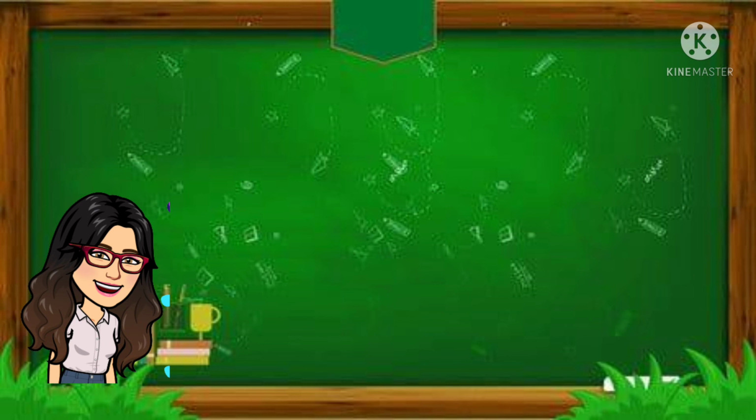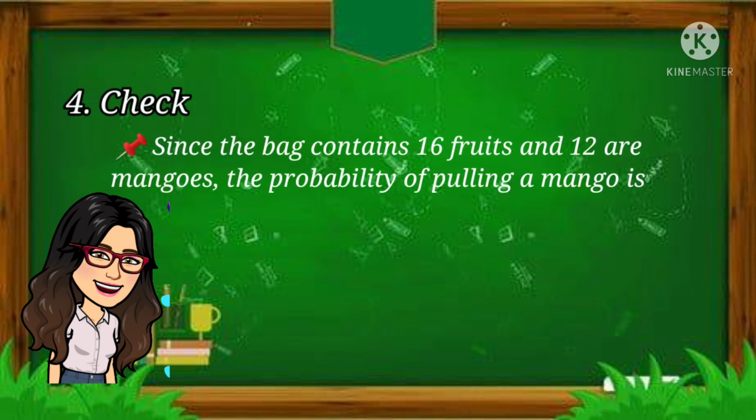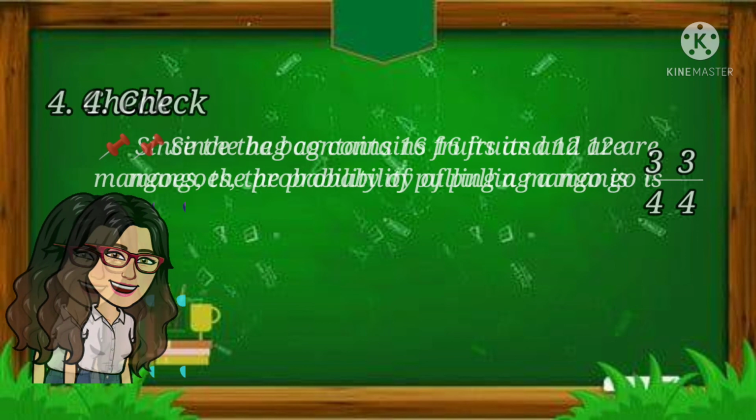So for our last step, we are going to check back. Since the bag contains 16 fruits and 12 are mangoes, the probability of pulling a mango is 3 over 4.